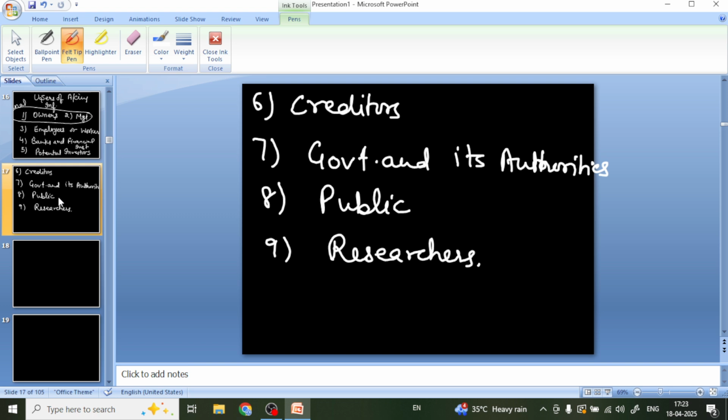Creditors are those people who supply goods and services on credit to the enterprise. They assess financial position from final accounts. Government and authorities, various government bodies, use accounting information to arrive at various statistics which enable policy decisions. And the public in general is also interested in financial information of an enterprise. Researchers are those people and organizations who use the accounting information for research on the various accounting practices. These are the users of accounting information.